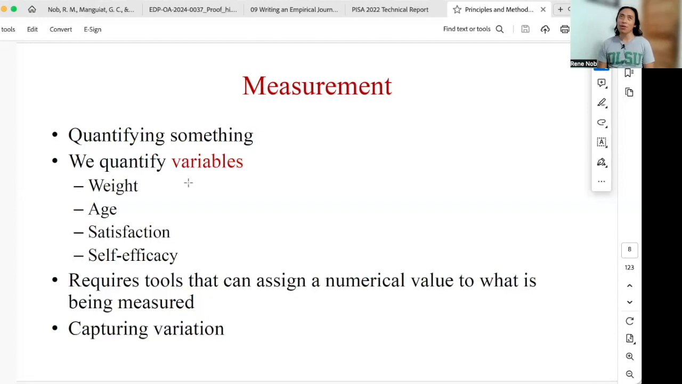But a broader conceptualization of measurement is that it's the act of capturing variation. People vary in weight, so measuring weight is essentially the act of capturing the variation in weight. Some people have more self-efficacy, some people have less self-efficacy, and so when we measure self-efficacy, it's an act of capturing the variation of self-efficacy. And to me, I like that definition better, the act of capturing variation.